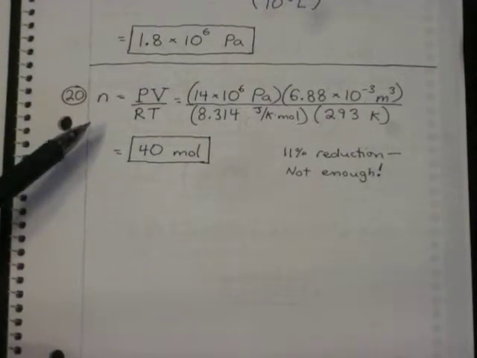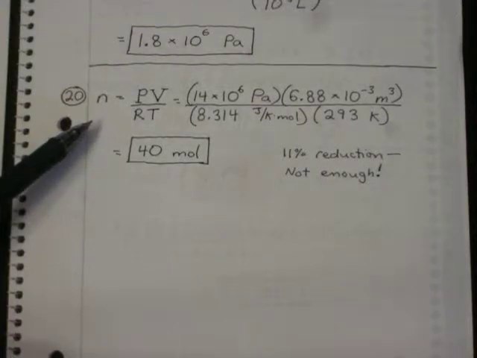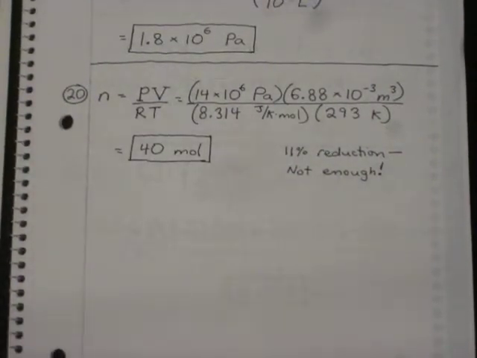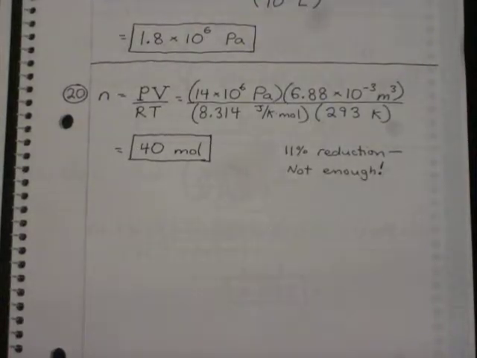We're going to use PV equals nRT. Solving for n equals PV over RT. So we measure the pressure, 14 times 10 to the 6th pascals, times the volume. It says 6.88 liters, but we're going to convert that to cubic meters, just as we did in the last problem.